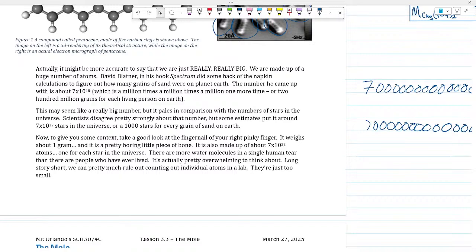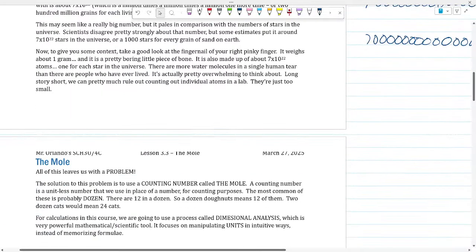That is just a staggering number. You're really big. There are more water molecules in a single human tear than there are people who ever lived. I came up with that, and I think that's kind of profound. It's overwhelming to think about. And what it means is this. If there's more water molecules in a tear than there are people who've ever lived, then we're not going to go in the back and do chemistry with one atom at a time. It just doesn't work that way. Does that make sense? They're just too small. We're just too big.